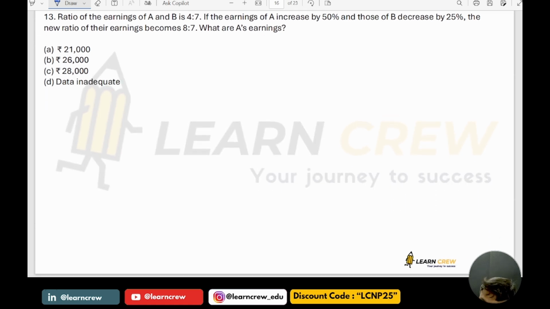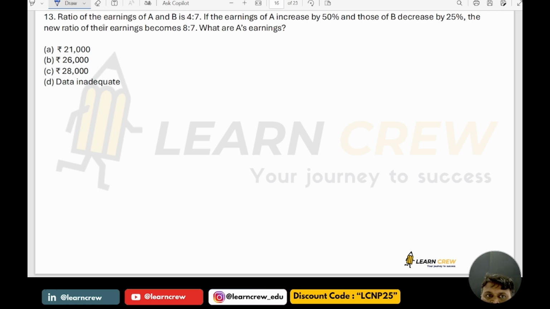Next, the ratio of earnings of A and B is 4:7. If the earnings of A increase by 50% and those of B decrease by 25%, the new ratio of their earnings becomes 8:7. Then find the earnings of A. So 4 parts is how much? Please understand here.